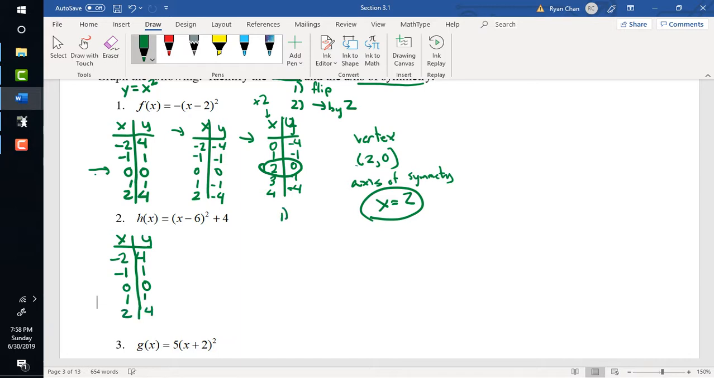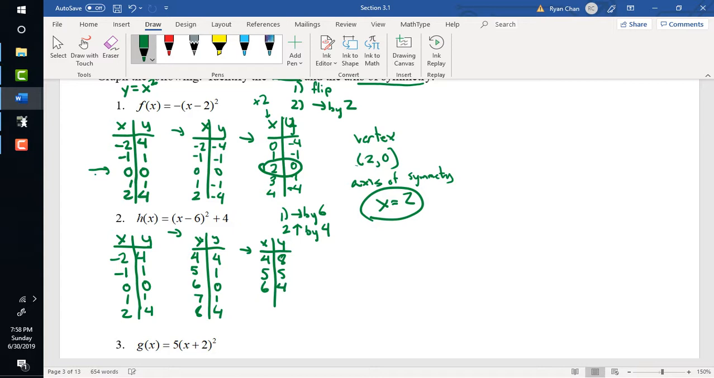So my transformations are right by 6 and then up by 4. So technically it doesn't matter which way you do these first, because they're both addition. So right by 6 means I add 6 to all my x's. So negative 2 plus 6 is 4. Negative 1 plus 6 is 5. And then I'm going to go up by 4. So I'm going to add 4 to y.